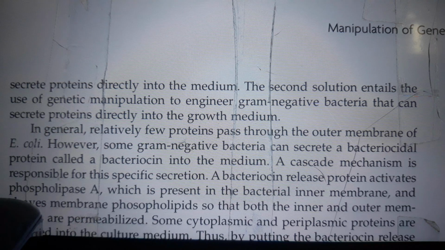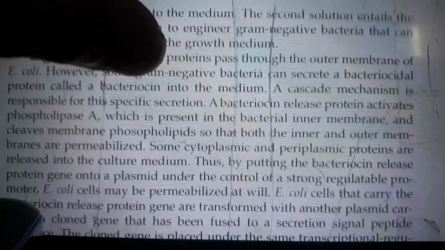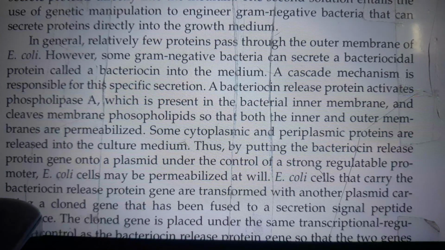The second solution entails the use of genetic manipulation to engineer gram-negative bacteria that can secrete proteins directly into the growth medium. In general, relatively few proteins pass through the outer membrane of E. coli. However, some gram-negative bacteria can secrete a bactericidal protein called a bacteriocin into the medium. A cascade mechanism is responsible for this specific secretion.